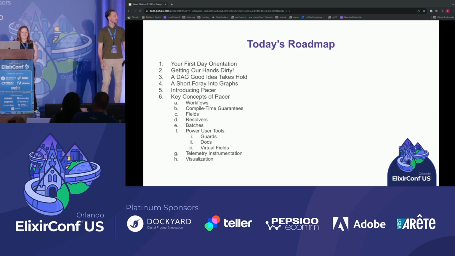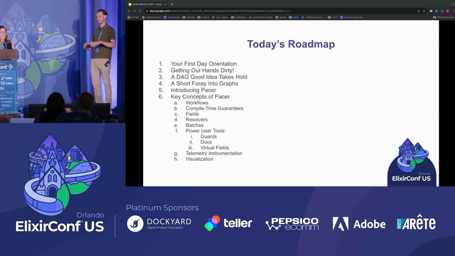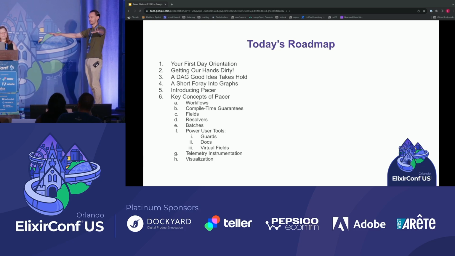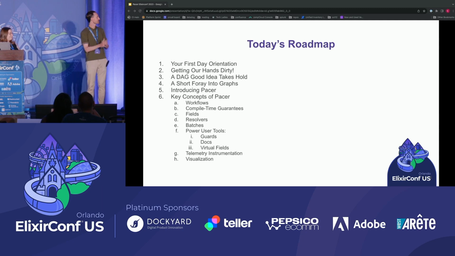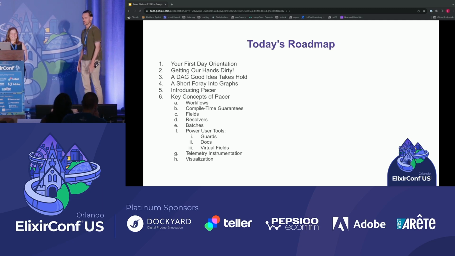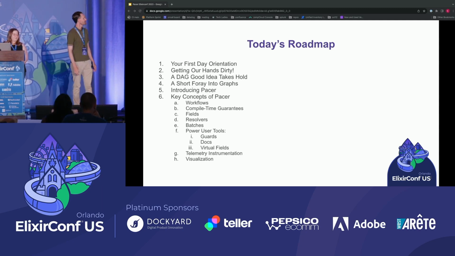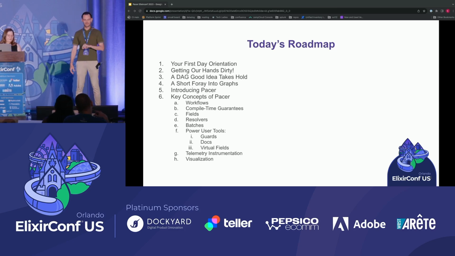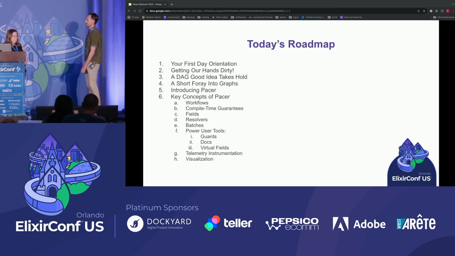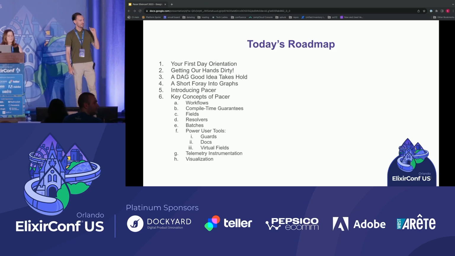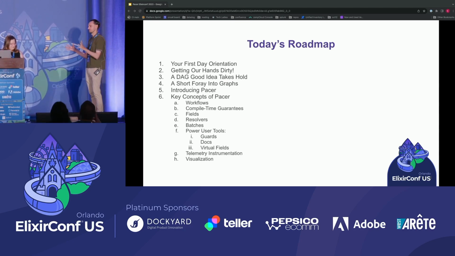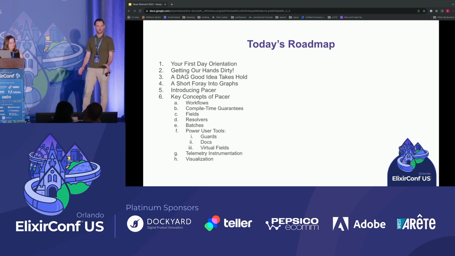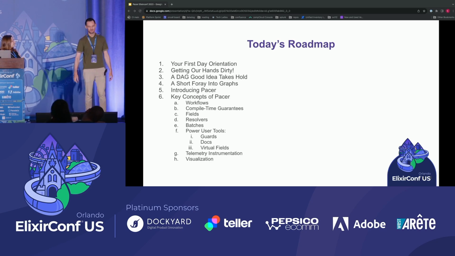All right, so before we jump into the talk today, I just want to give everybody the lay of the land. Where are we going from here? We're going to start with some really awesome news for you all. We have an orientation. Yay, it's going to be so fun. And then we're going to get our hands dirty with some pretty messy code. Then we'll jump very briefly into a DAG good idea, and then we'll talk very, very briefly and at a very high level about graphs. And then we're going to get into the meat of our talk today, which is about this small abstraction that we made called Pacer.